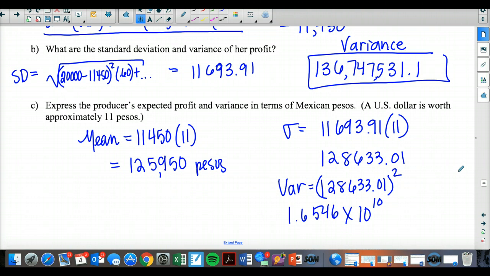Standard deviation has units, but variance does not, because it would not make sense if I said squared pesos. There's no such thing as a squared peso.